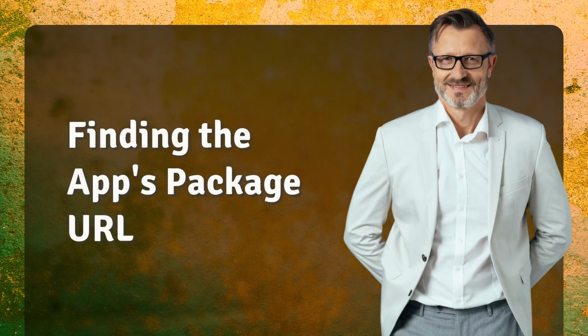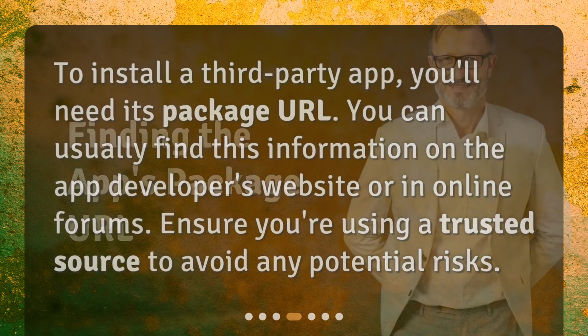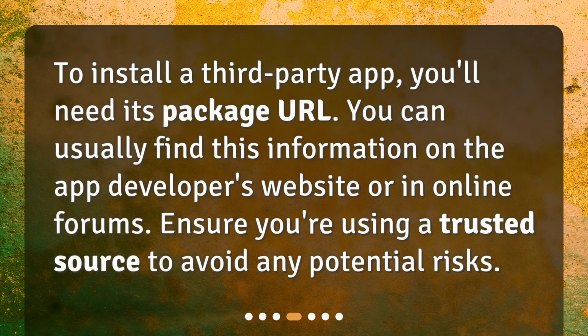Finding the app's package URL. To install a third-party app, you'll need its package URL. You can usually find this information on the app developer's website or in online forums. Ensure you're using a trusted source to avoid any potential risks.